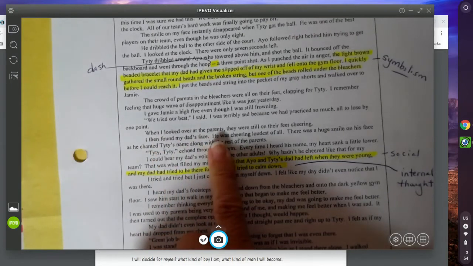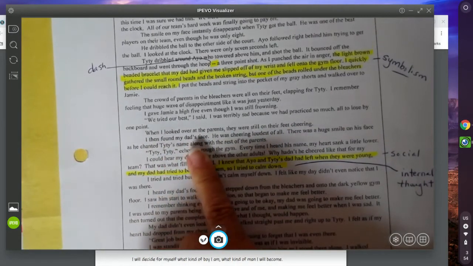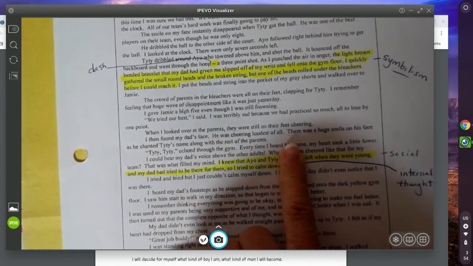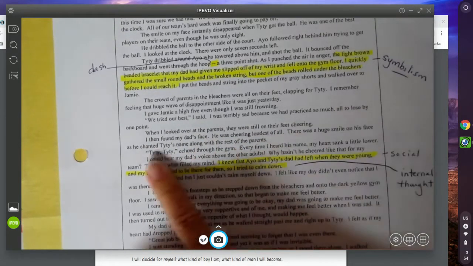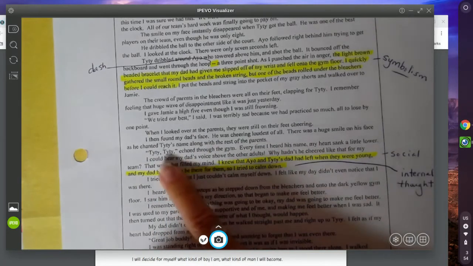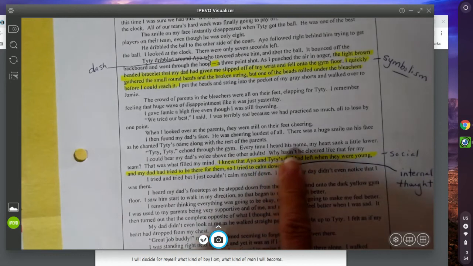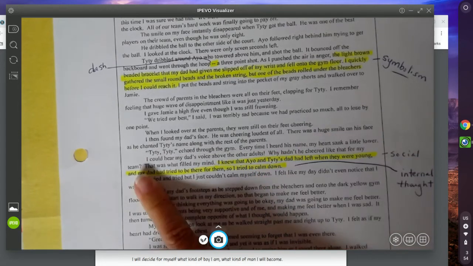Then I looked over at the parents. They were still on their feet cheering. I then found my dad's face. He was cheering loudest of all. There was a huge smile on his face as he chanted Tidy's name along with the rest of the parents. "Tidy, Tidy," echoed through the gym. Every time I heard his name, my heart sank a little lower.